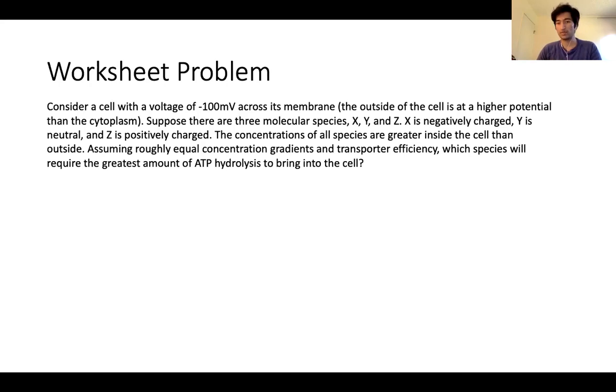The concentrations of all species are greater inside the cell than outside. Assuming roughly equal concentration gradients and transporter efficiency, which species will require the greatest amount of ATP hydrolysis to bring into the cell? When thinking about this problem, the setup is that you have 3 species that, except for having charge differences, are basically the same, and you have the same concentration gradients across the cell. You're assuming that the transporter efficiency of bringing them in and out of the cell is the same, but we're really just asking for which one of these species is going to require the greatest amount of work to bring into the cell.